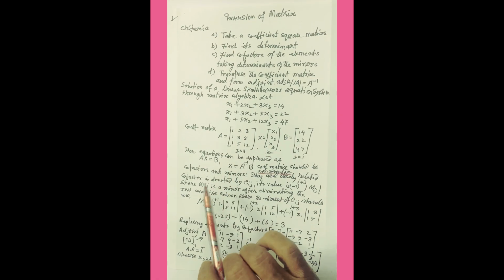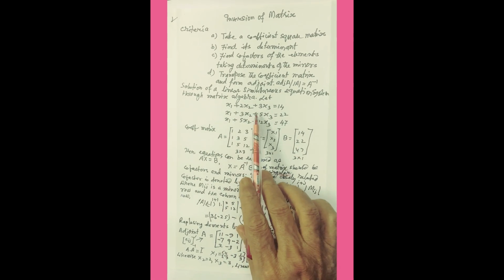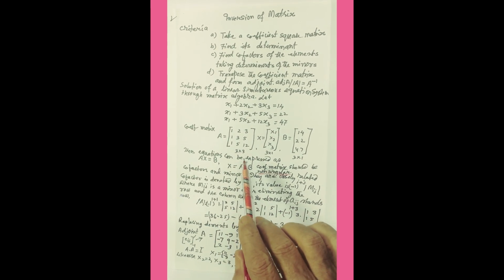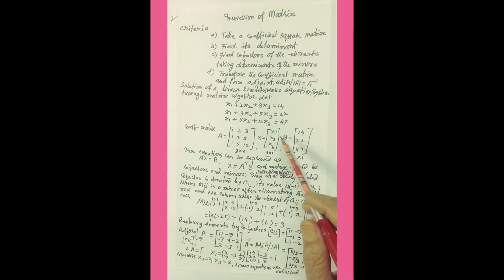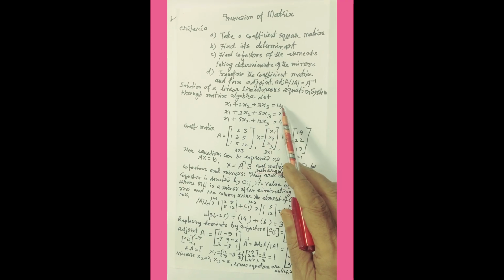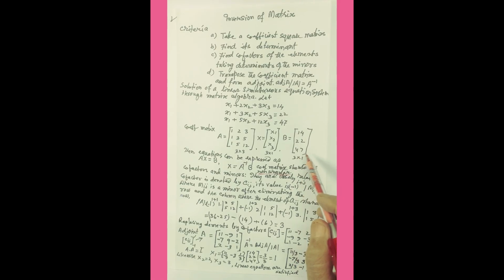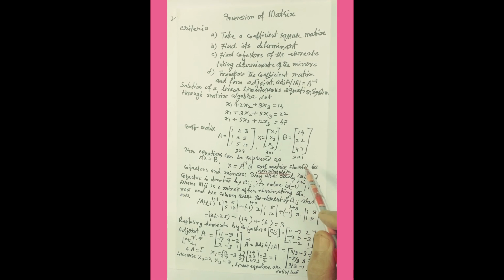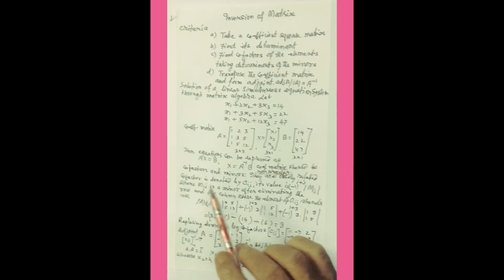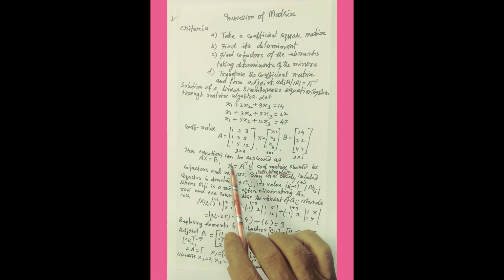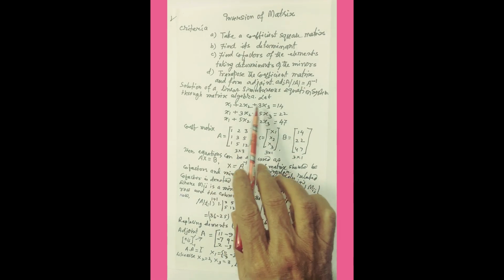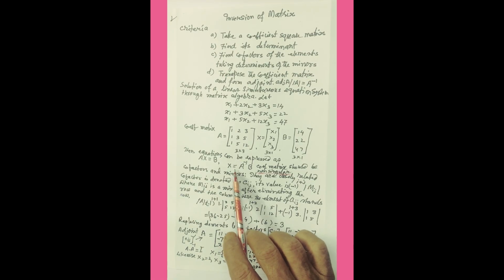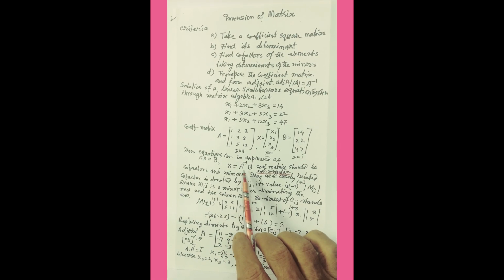Now the coefficient matrix is 1, 2, 3; 1, 3, 5; and 1, 5, 12. It is a 3 by 3 square matrix. Then the X matrix is x1, x2, x3. Then the solution vector B is 14, 22 and 47. It is a 3 by 1 matrix. Then the whole system can be expressed as AX is equal to B. So X is equal to B by A, meaning A inverse B.